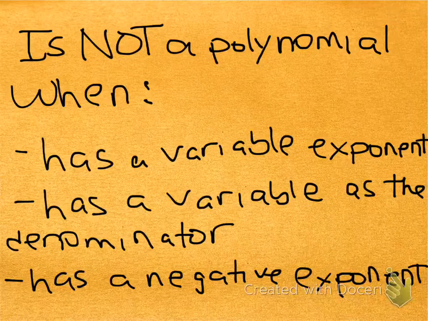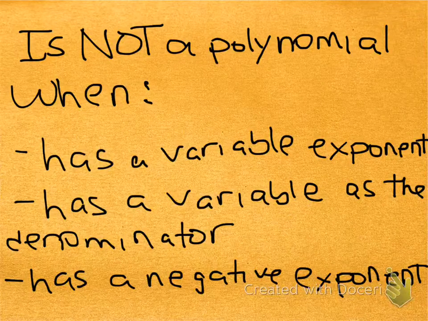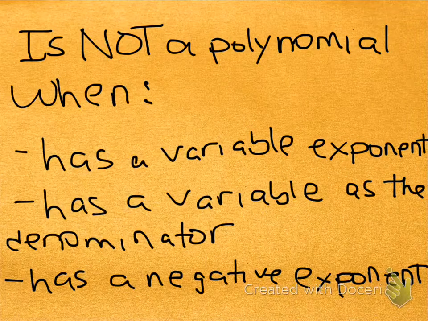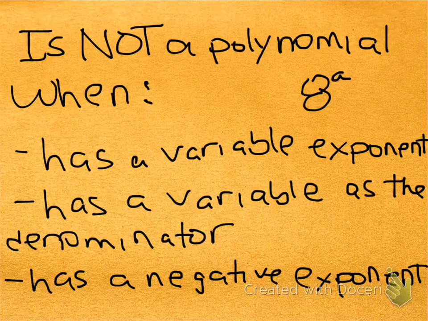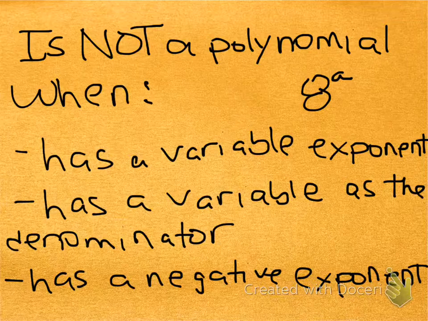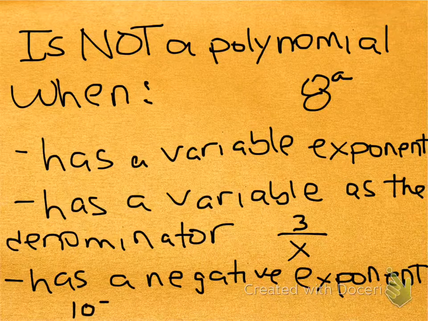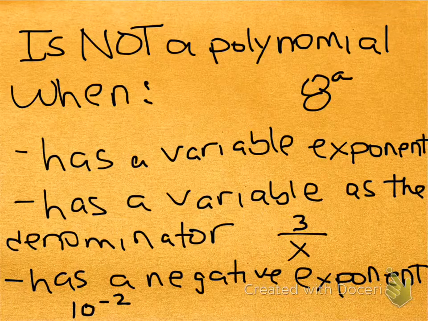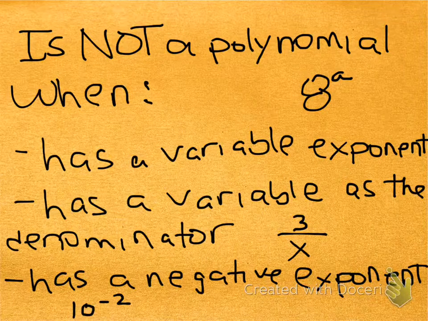When it's not a polynomial, you're looking for if it has a variable exponent, so like 8 to the a would not be a polynomial, or if it has a variable as the denominator, so 3 over x, that would not be a polynomial, or if it has a negative exponent, such as 10 to the negative 2. Those would all not be polynomials.